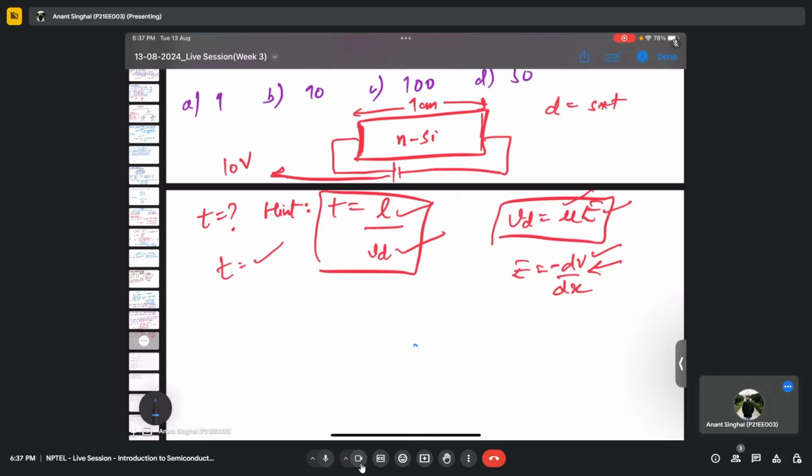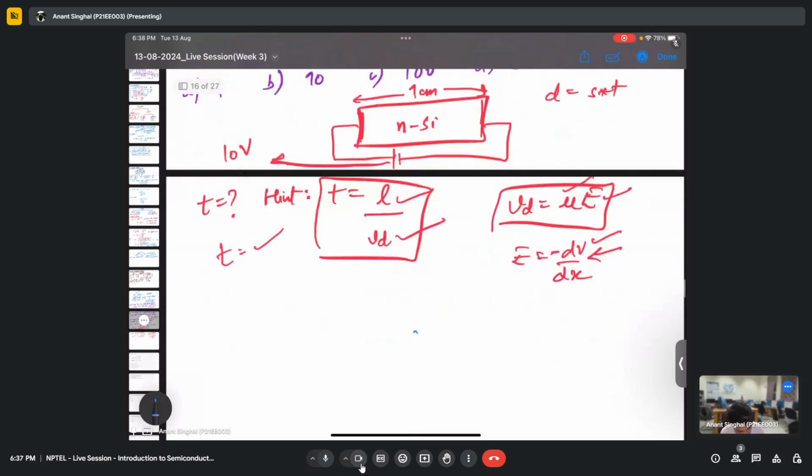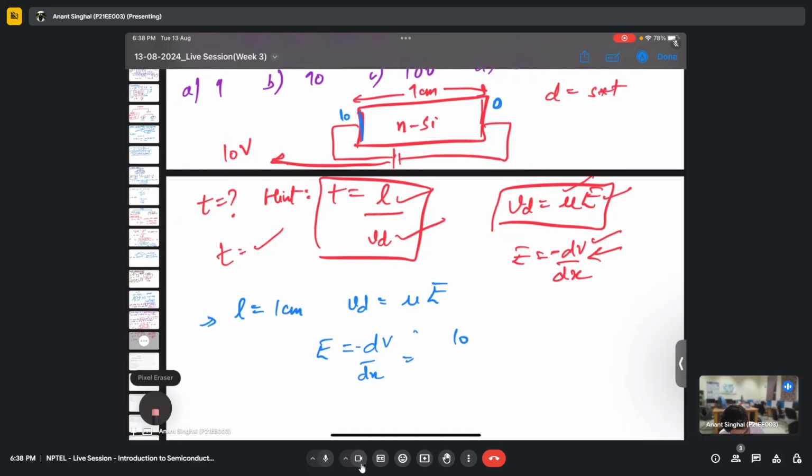Okay, so let me try to solve it. This is quite easy. As I said, L is 1 centimeter. So Vd we can calculate by mu E. E is nothing but minus dV by dx. So we have a change of 10 volts. Let's say we have 10 volts here and 0 here. So at x equals 0, we have 10 volts, and at x equals L, that is 1 centimeter, we have 0 volts. So we can write this as 10 volt per centimeter.